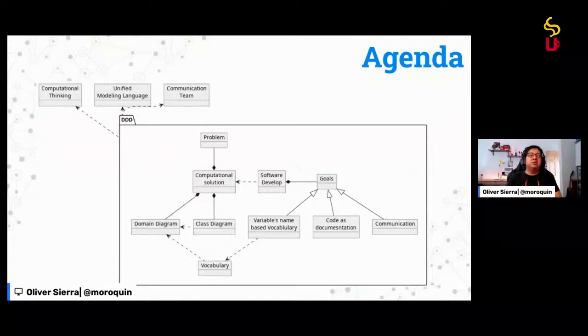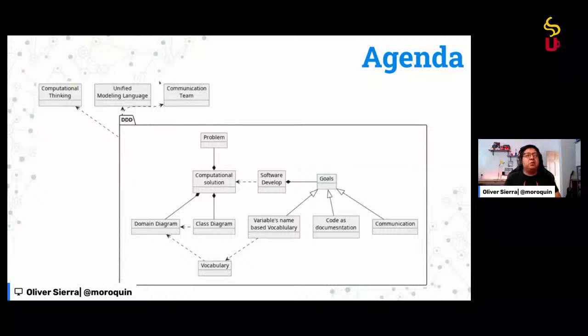So we're going to do a quick refresh about computational thinking. Then we are going to talk about UML, Unified Modeling Language, because as I said before, we need to communicate with each other in a good way. So we need to have a standard to communicate.